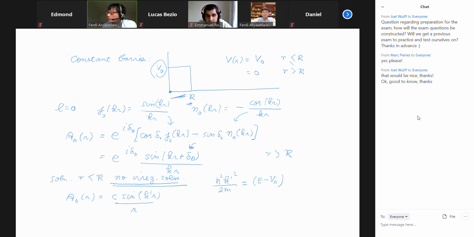So it can happen that E minus V0 becomes negative. In that case, the K prime becomes imaginary, and I will replace it with a kappa like that. Instead of sine, we will have hyperbolic sine. So that's just a remark.